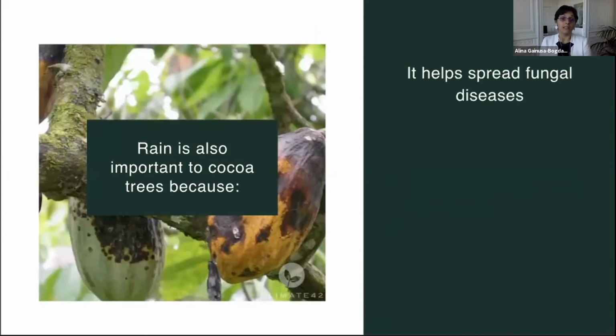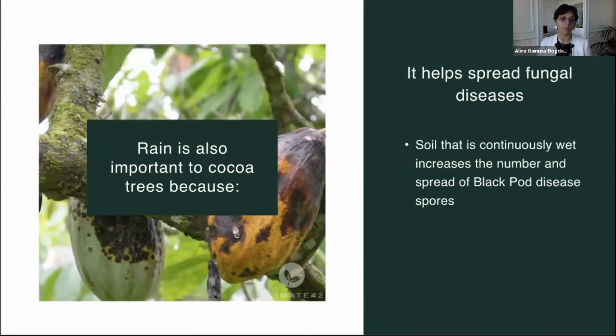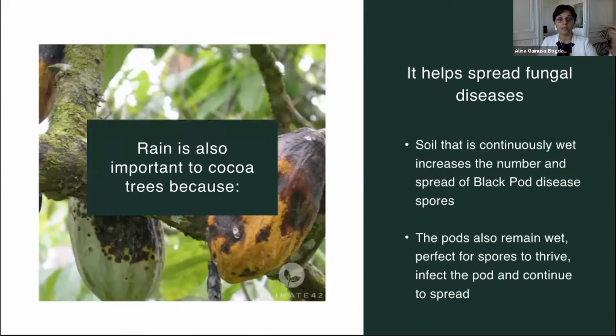And finally, rains are a key actor in the spread of fungal diseases, which can lead to significant losses to the crop. When the soil is continuously wet, this increases the amount of black pod spores, which are spread from the soil to the pods via droplet splashing. At the same time, the wet surface of the pods creates an ideal home for the spores to thrive, infect the pod, and then further spread the disease, resulting in hard to predict, but often large losses to the crop.